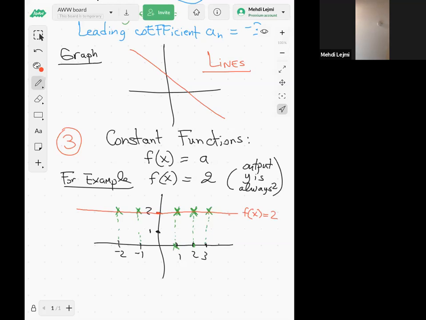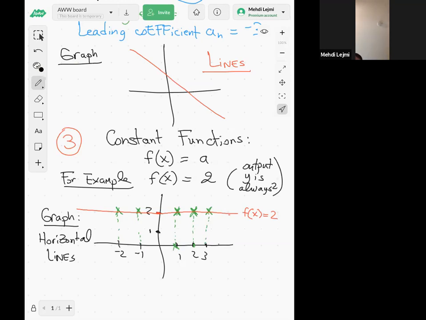So for constant functions, the graph is just a horizontal line. Now, what will be the degree of f of x is equal to 2?